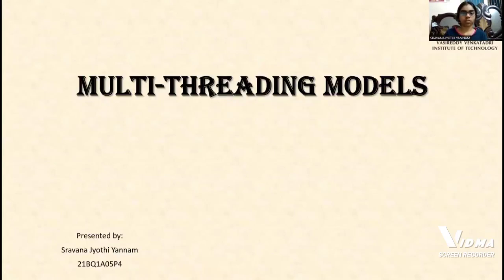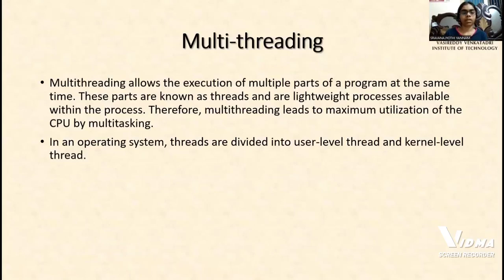In this session, we are going to discuss multi-threading models. Multi-threading allows the execution of multiple parts of a program at the same time. These parts are known as threads and are lightweight processes available within the process. Multi-threading allows the task to be divided into multiple threads. Therefore, multi-threading leads to maximum utilization of the CPU by multitasking.